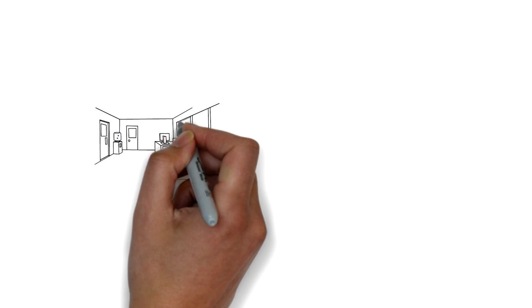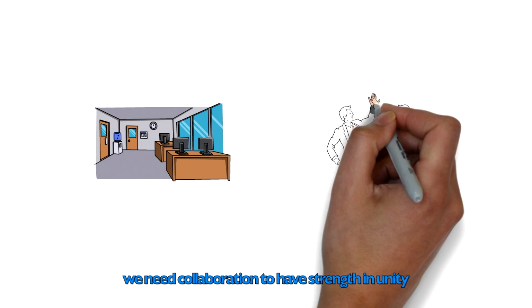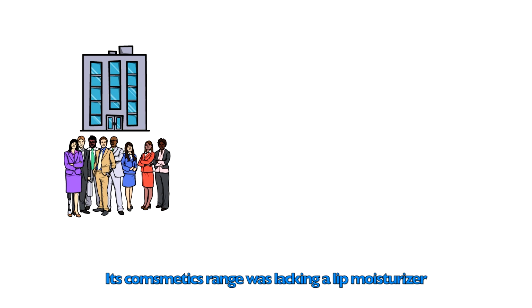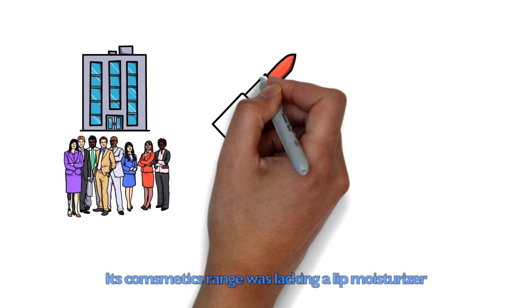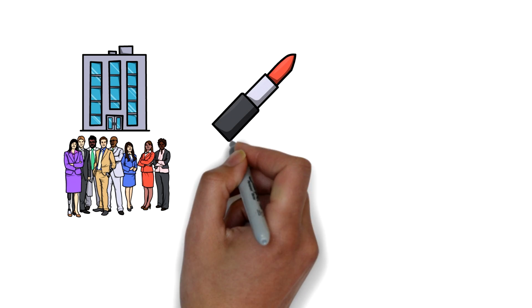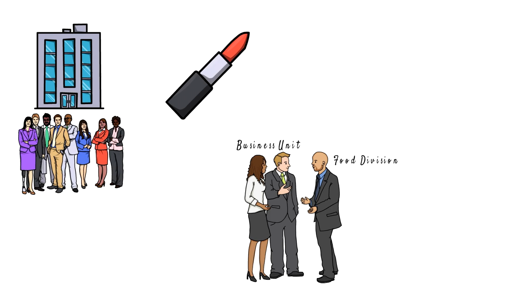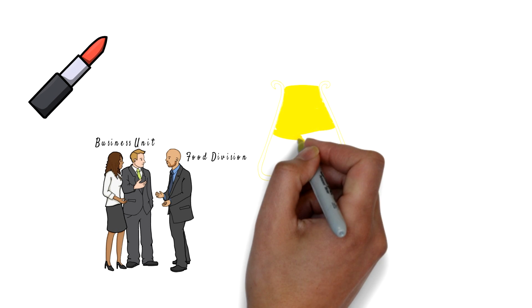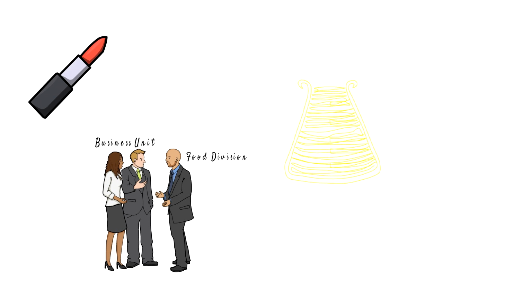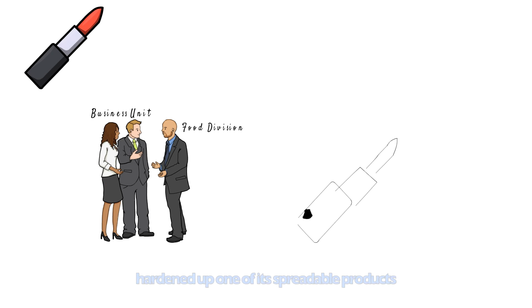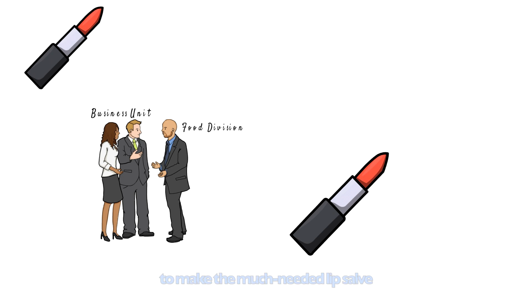In a workplace, we need collaboration to have strength and unity. A good example of successful collaboration comes from a multinational company. Its cosmetic range was lacking a lip moisturizer. By enabling collaboration between different business units, its food division mixing oil and water hardened up one of its spreadable products to make a much needed lip sleeve.